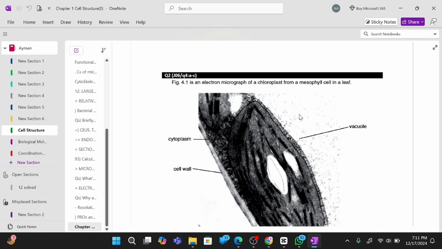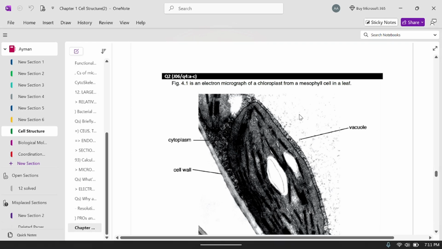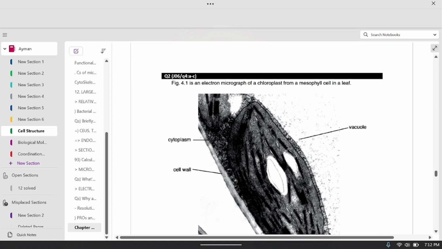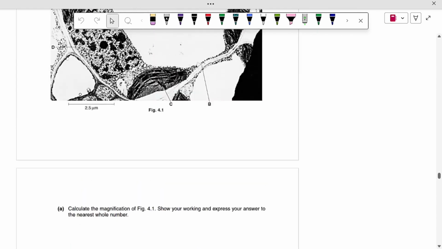A continuation of yesterday's class in which we were doing past papers. आज भी हमसे past papers करेंगे and we'll see the possible type of questions that can come in your exam. So I'm going to continue with this booklet. Let's see शुरू से करते हैं.